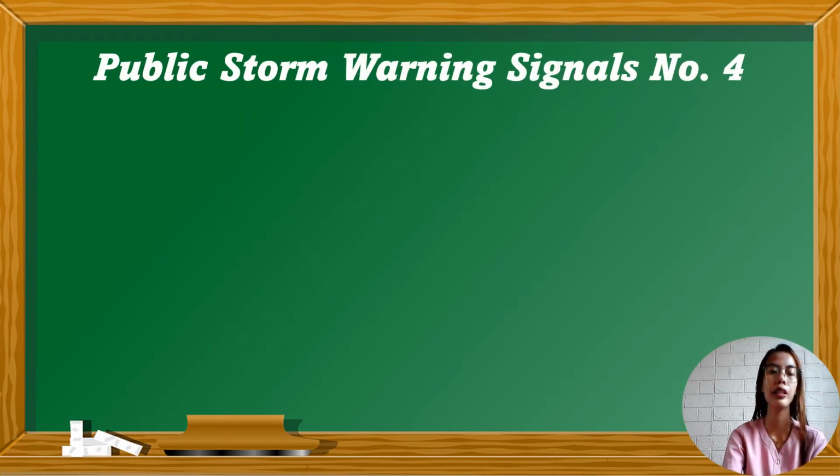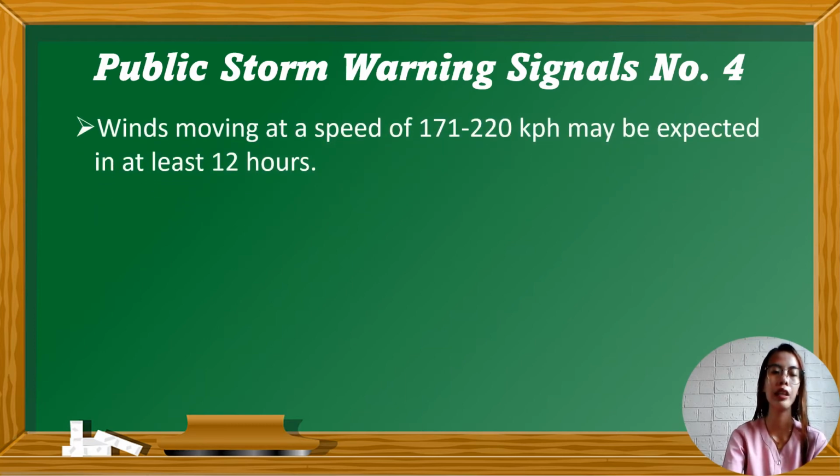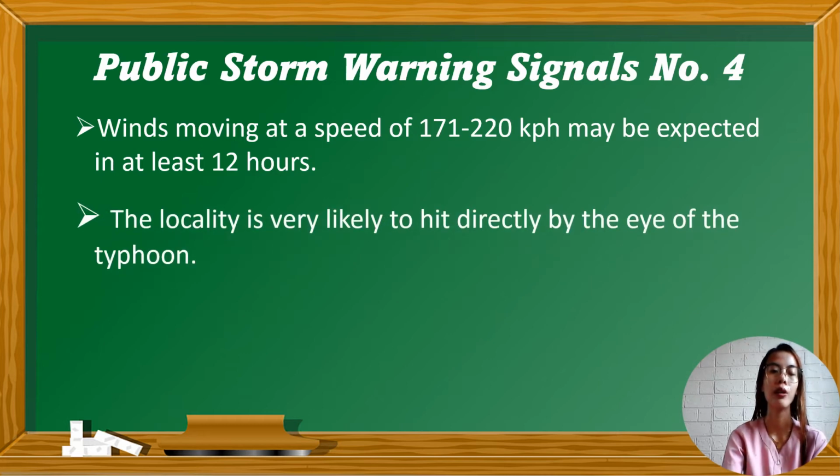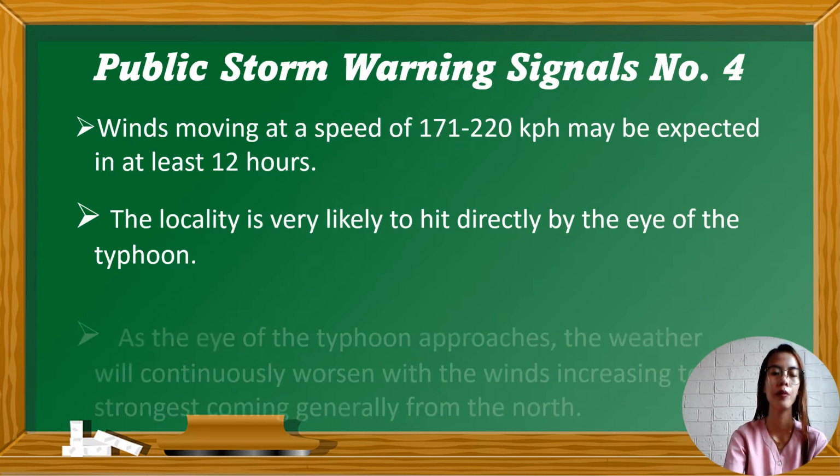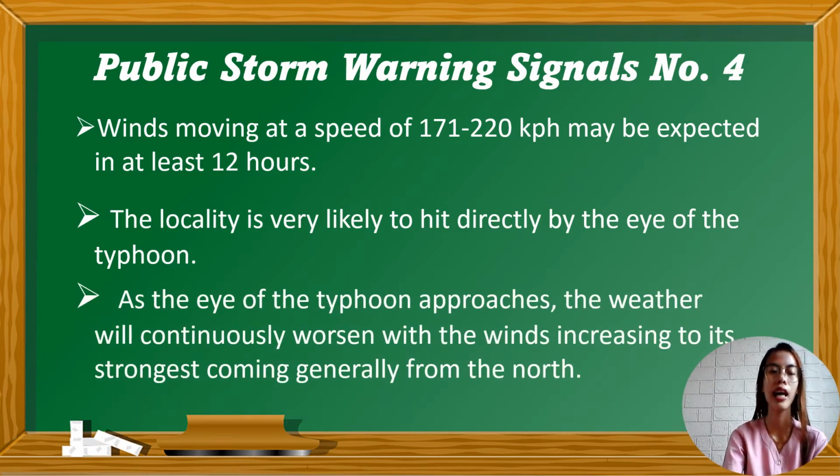Next, we have the public storm warning signal number 4. Winds moving at a speed of 171 to 220 km per hour may be expected in at least 12 hours. The locality is very likely to be hit directly by the eye of the typhoon. Next, as the eye of the typhoon approaches, the weather will continuously worsen with the winds increasing to its strongest, coming generally from the north.